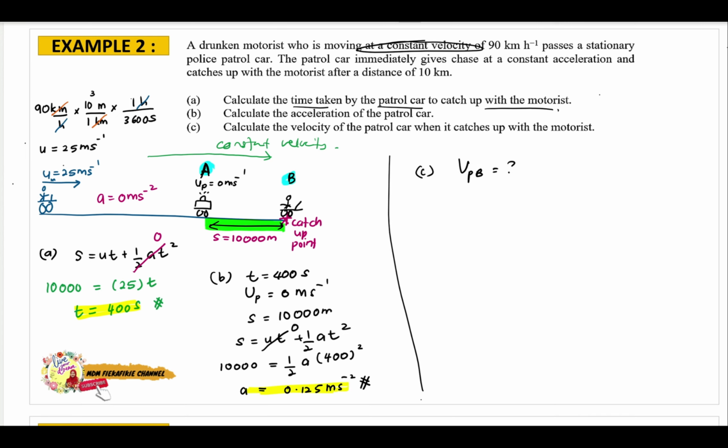Okay, so this is very simple since we already know the acceleration A and also the time taken. So we can straightforwardly use this equation since we want to find the final velocity of the police car at point B. So V is equal to U, the initial velocity of the car, which is 0, plus A, the acceleration, and T is the time taken to travel from A to B, which is 400. Therefore, the final velocity of the police car at point B is equal to 50 meter per second. Okay, so this is the final answer for C.